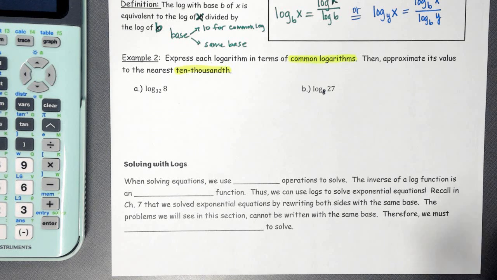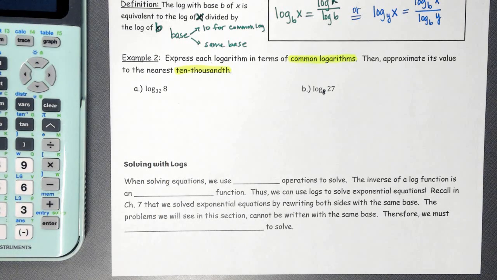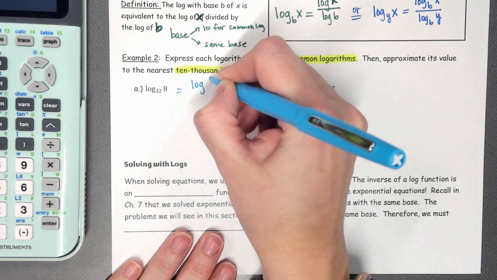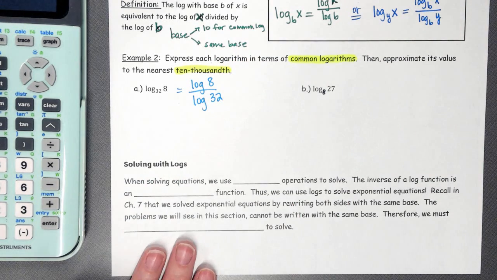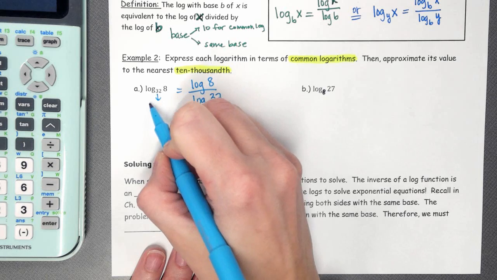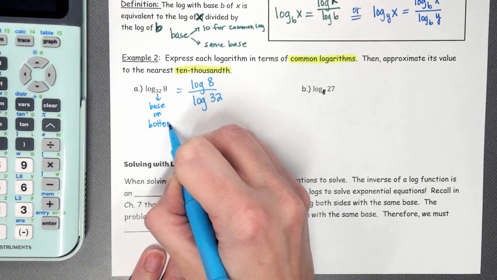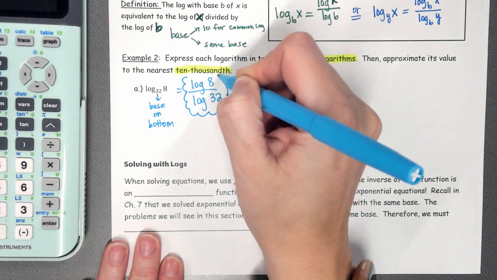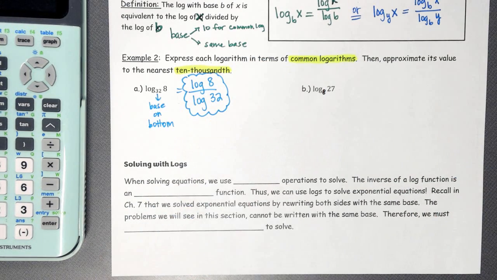Okay, so the first thing we're going to do is use the change of base formula. So if I use my change of base formula, then I can rewrite this as the log of 8 divided by the log of 32. So again, the base goes on the bottom. I say bottom instead of denominator because of that alliteration, hoping that it will stick in your mind. And this is the first thing they asked you to do. Express it in terms of common log. So we got to do that first.